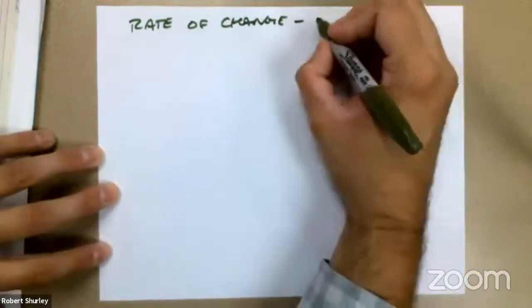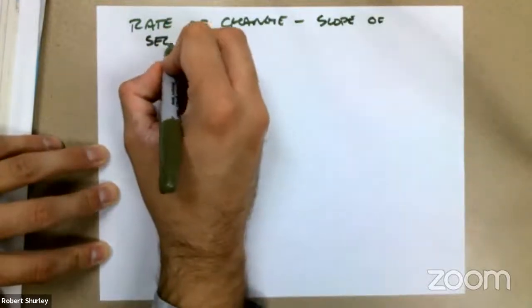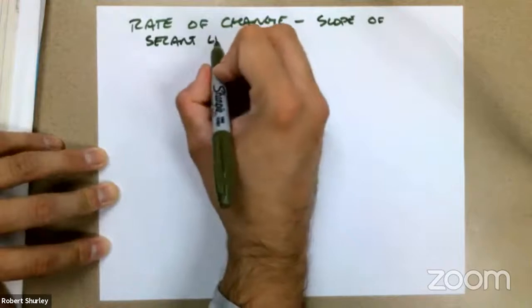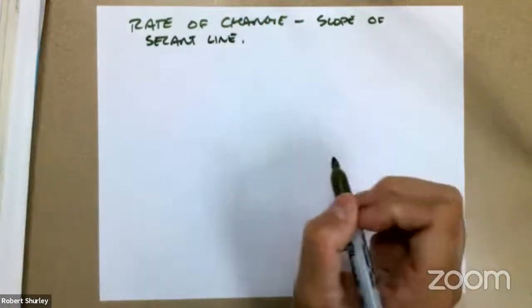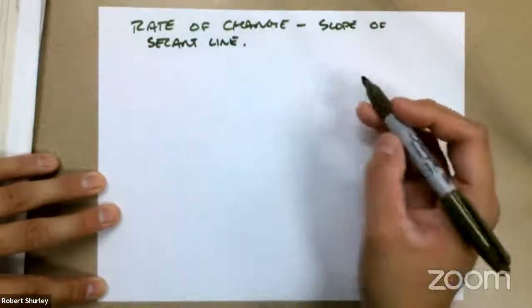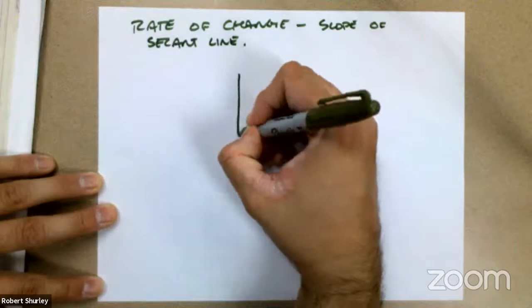Secant line, yeah. Slope of a secant line. So if you're not sure what a secant line is, that's fine. I'll show you an example here in a second. But it's slope of a secant line. That's all the rate of change is. So let's look at an example. Rate of change, we're not dealing with straight lines anymore. Okay? We're not dealing with straight lines.